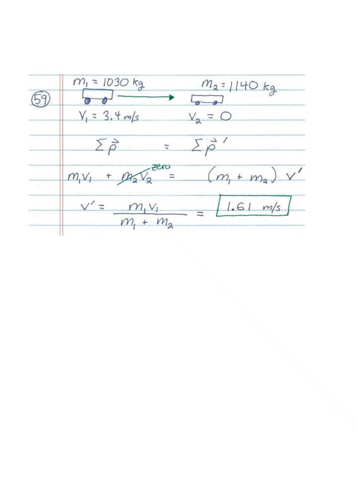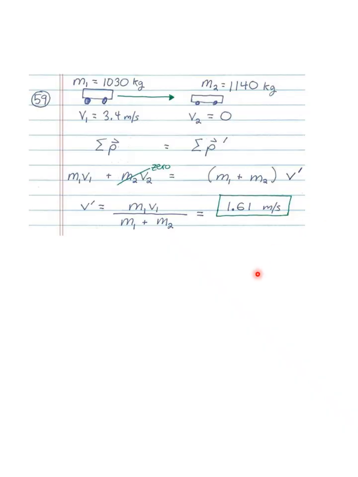Number 59, another conservation of momentum problem, particularly collision. We have a car going at a given speed. It hits and sticks to the bumper of a stationary car with a given mass. Find the speed of the joined cars immediately after the collision. So this is what's called a totally inelastic collision, where the two stick to each other. We'll use conservation of momentum.